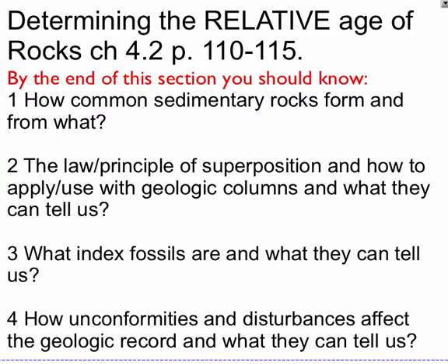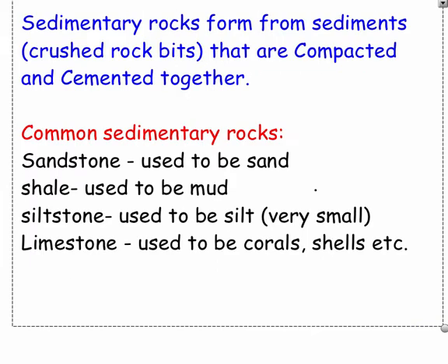By the end of this section, there are four things for sure that you should know. One of them is how common sedimentary rocks form and from what. The law or principle of superposition, and how to apply and use it with geologic columns and what they can tell us about the past. What is an index fossil, and how do they tell us something about the past? And how unconformities and disturbances affect the record and what they can tell us about the past.